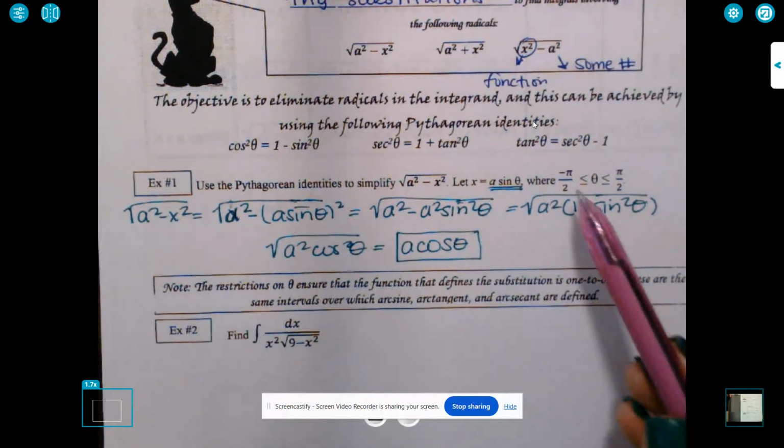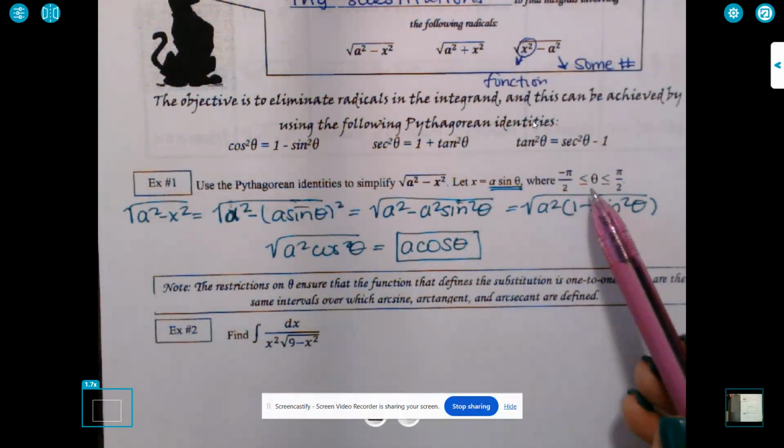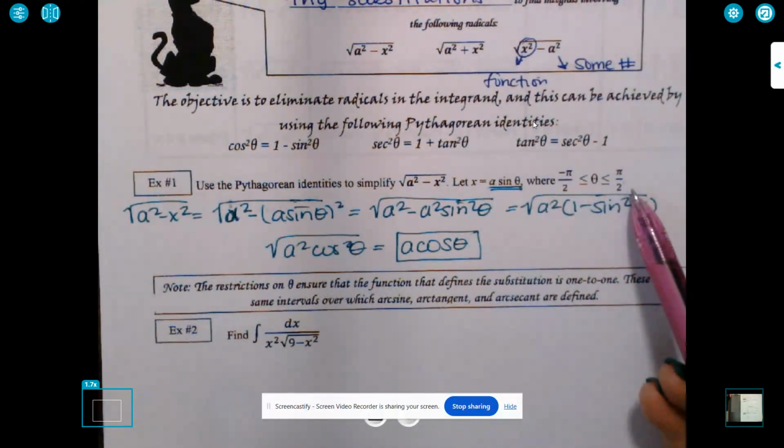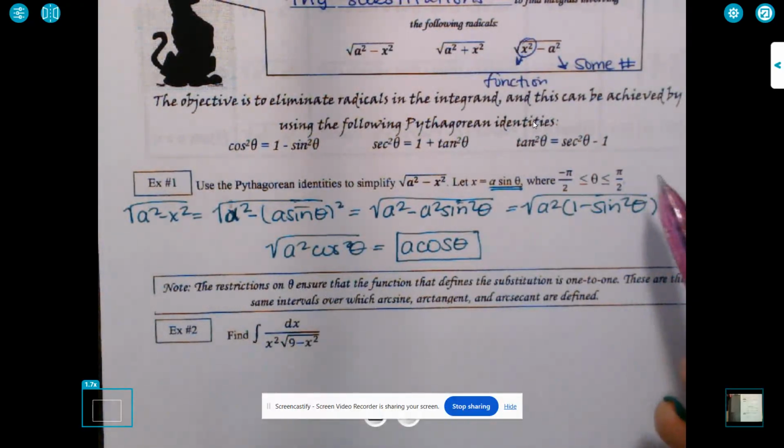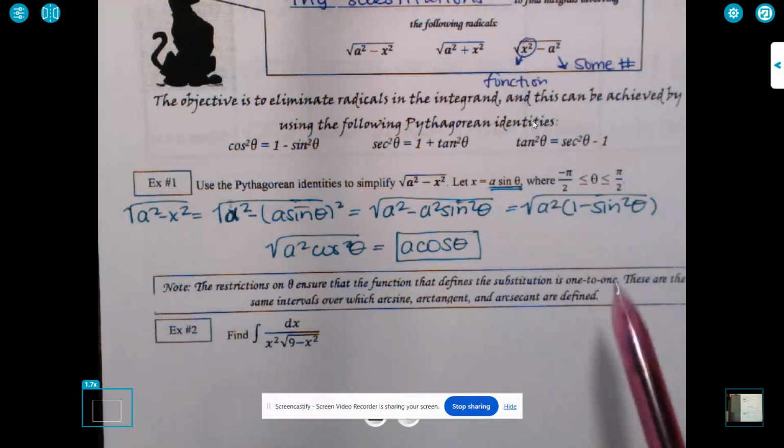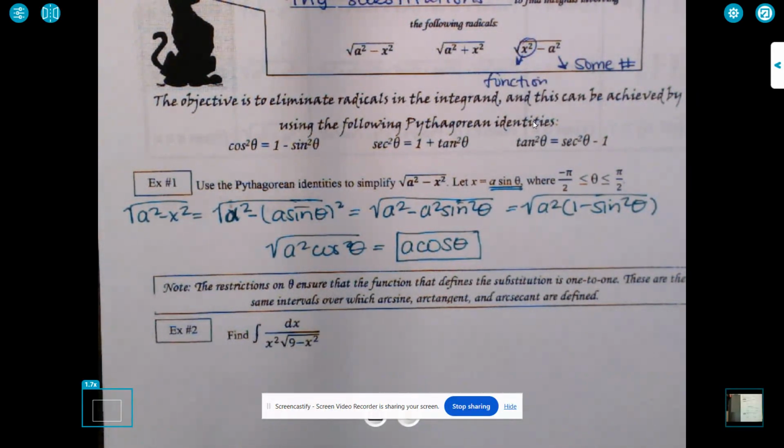All right, and our parameters over here were between negative pi on 2 and pi on 2. Okay, so that's going to be in quadrants 1 and 4. And if you think about it, your cosine value is your x value in quadrant 1 and 4. That x value is going to be positive. Okay, so we're good there.